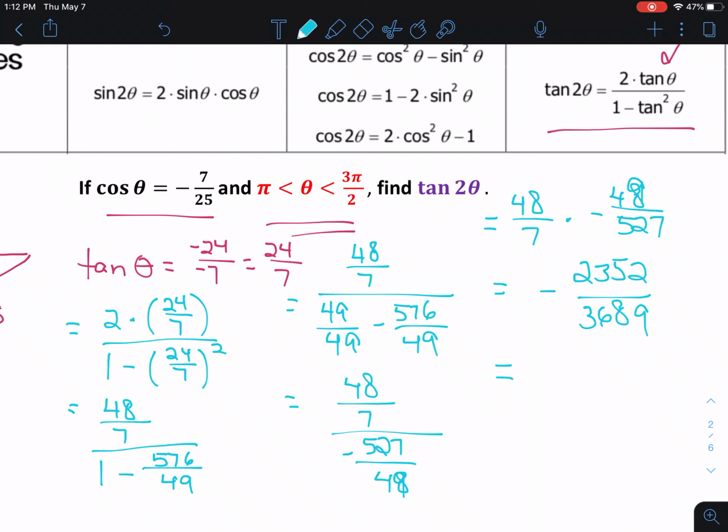Okay, so now simplify that. So again, if you have to use your calculator to do that, we get negative 336 over 527 is the reduced value. And there we go. So again, it's kind of just starting with using your triangle, figuring out what you need, and then using one of the double angle identities. Okay, let's try another one.